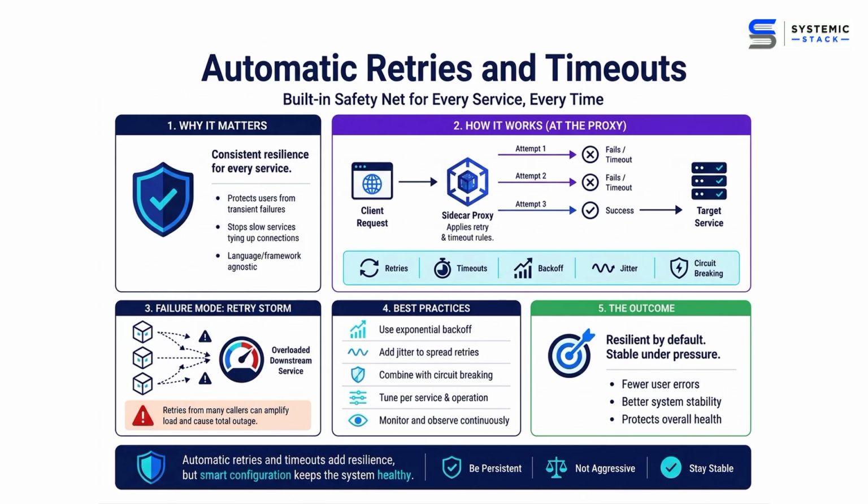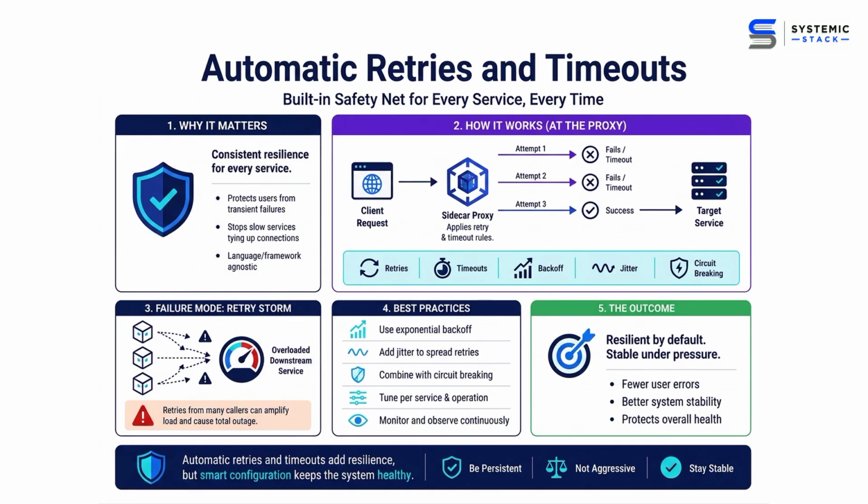Standardizing network resilience is much easier with automatic retries and timeouts. The mesh works by enforcing these rules at the proxy level, so every service gets a consistent safety net without developers having to write custom logic. What matters here is that it prevents one slow service from dragging down the entire system by holding onto connections for too long. However, there's a significant failure mode you must mention in an interview: the retry storm.